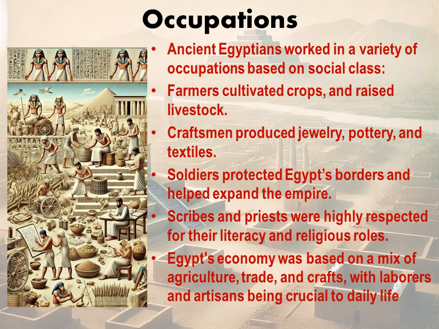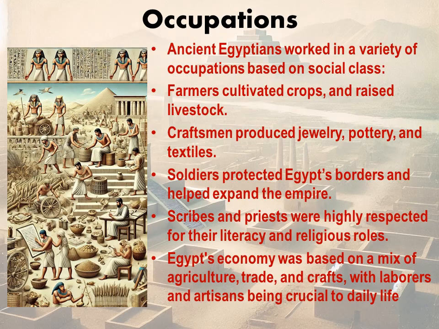Egypt's economy was based on a mix of agriculture, trade, and crafts, with laborers and artisans being crucial to daily life. So it was not that the whole economy or whole system of society in Egypt depended on a specific kind of people only. Every person had their own jobs and they did it together. They worked very hard to keep the society proper and running.